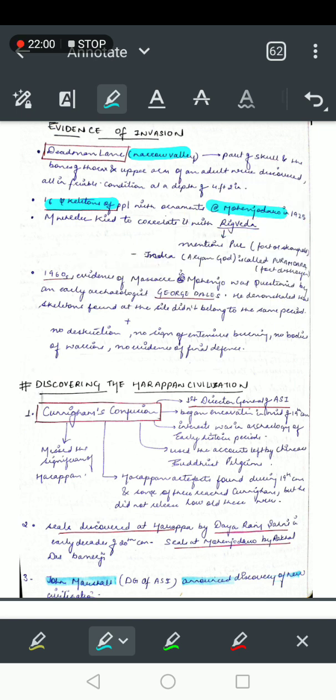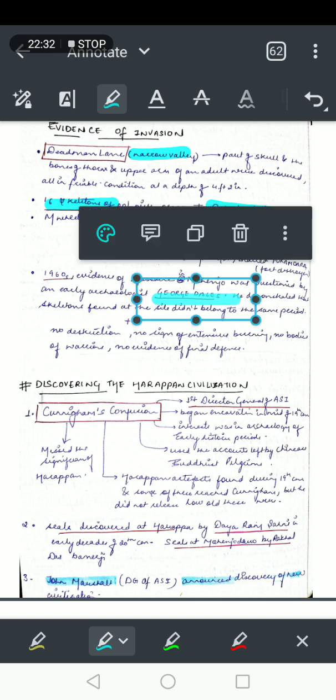Also, M. Wheeler had tried to connect it with the Rig Veda, where there is a mention of the word Pur or Purandar, Indra, the Aryan god, considered a fort destroyer. So, Indra was held responsible for the destruction or decline of the Indus Valley civilization as per the Rig Veda.